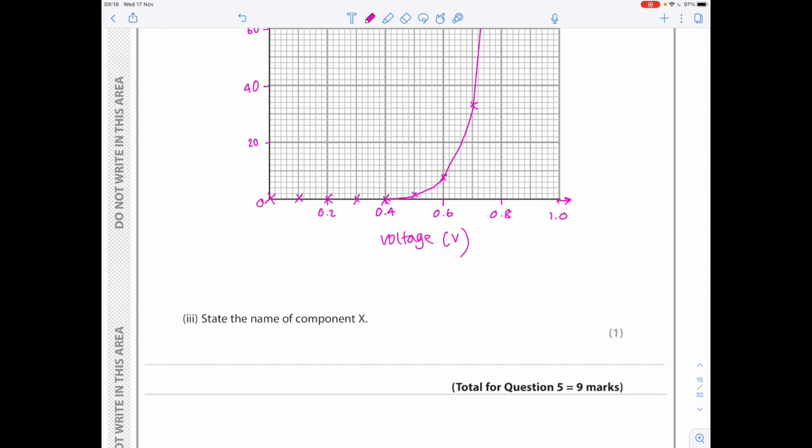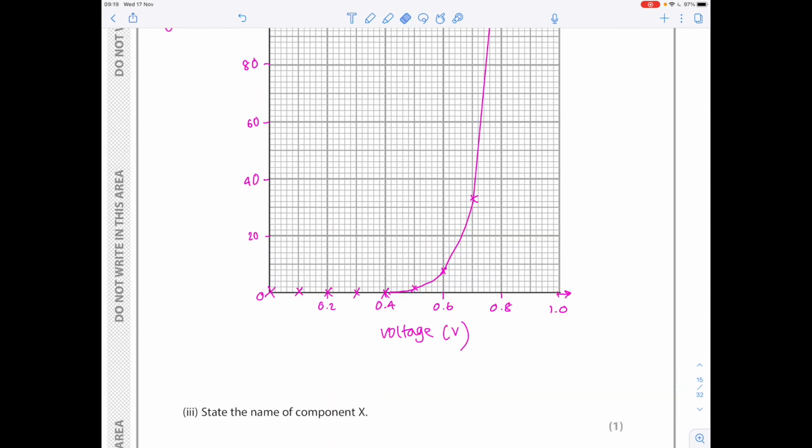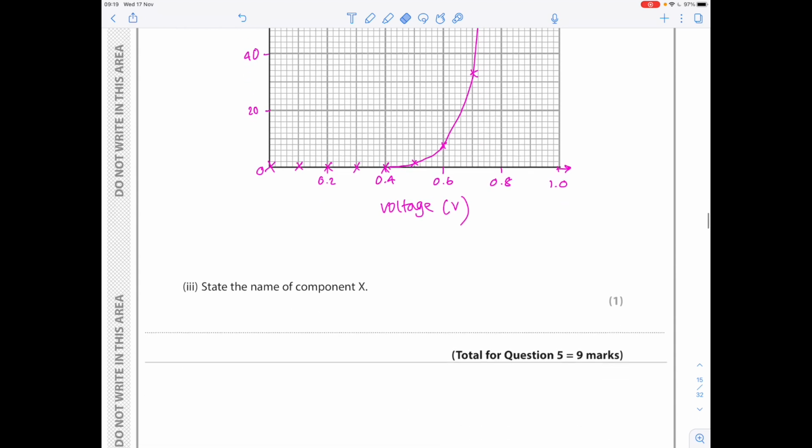State the name of component X. Now hopefully you're familiar with the various voltage current graphs for different components. Hopefully you're realising that that's a diode, because it only allows current to flow in one direction only.